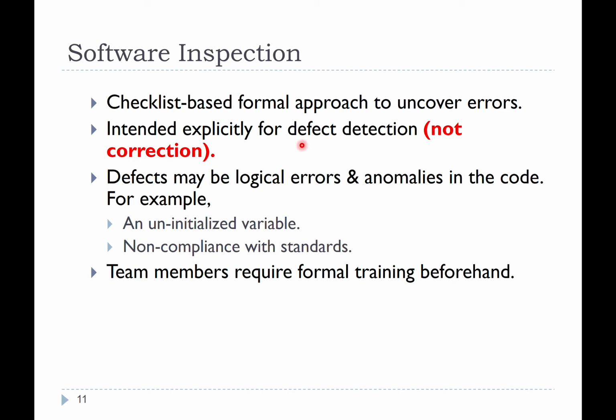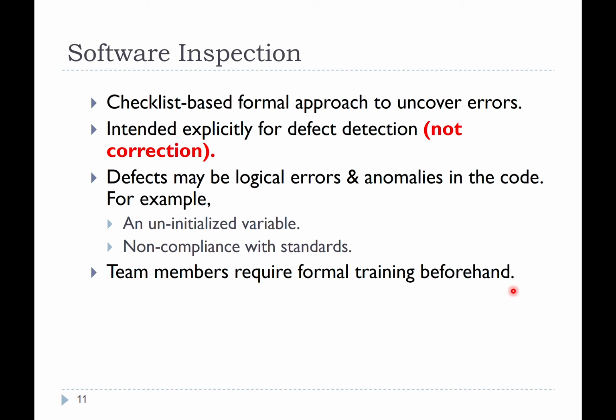Software inspection is not about correcting defects, but rather just checking any defects in a target document that were listed in my checklist. Okay, so things like different anomalies, like an uninitialized variable, or non-compliance with certain standards. For example, layout issues are usually a big issue, and in order to perform inspection, my team has to have some formal training. Okay, this is a very mechanical approach.